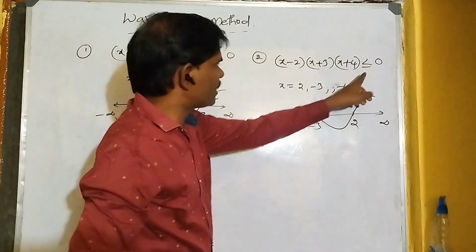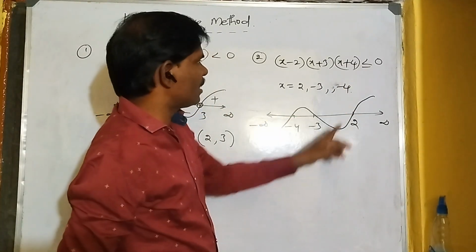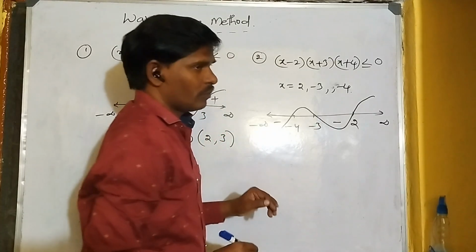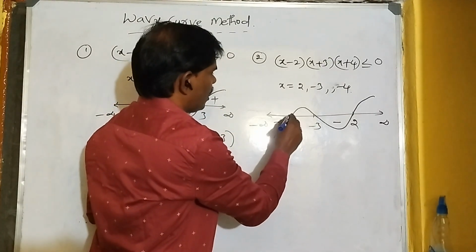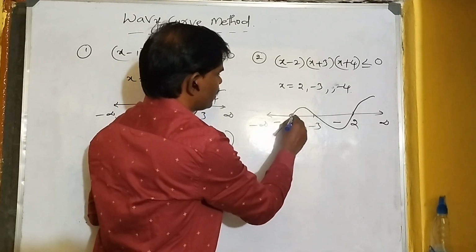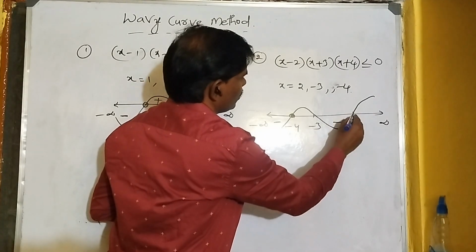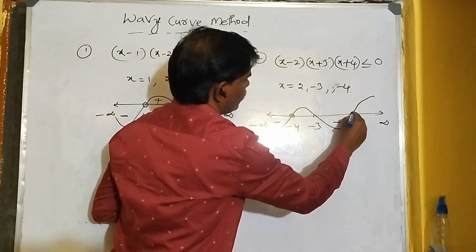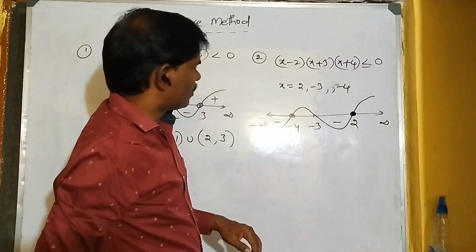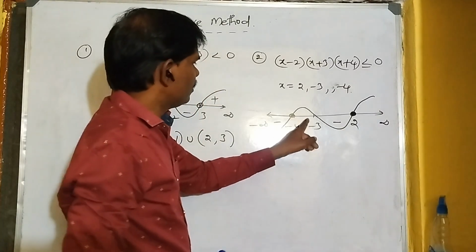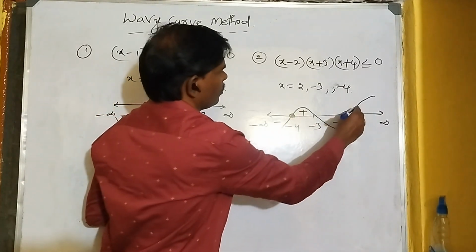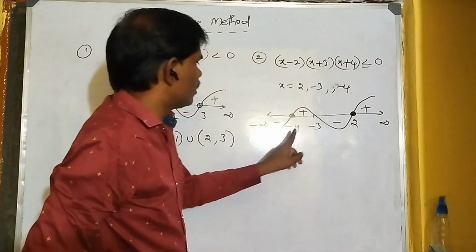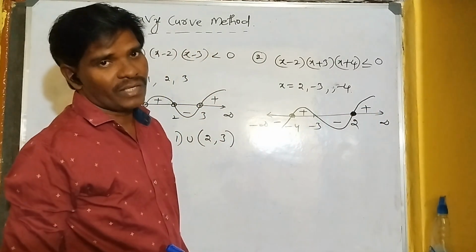Okay, in this case less than or equal to. Less than or equal to means negative part. Negative part means this is the negative part, this is also negative part. This is the thick circle because it is equal to, this is also thick circle, less than or equal to. Okay, this is also thick circle, this is the positive, this is the positive, this is the negative. Minus 3 to 2 and minus 4 to minus infinity.